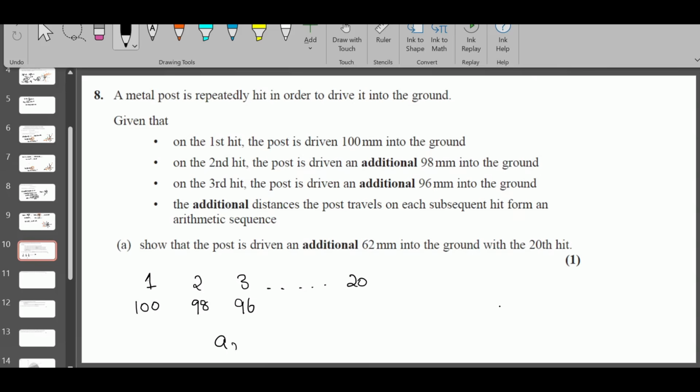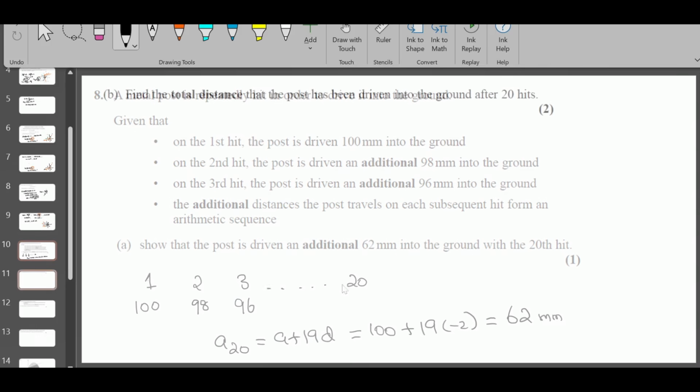Basically, they want you to find the 20th term. The formula is a plus (20 minus 1) d. A is the first term. The common difference, a2 minus a1, is minus 2. So 20 minus 1 times minus 2 is minus 38. 100 minus 38 is 62 mm, which is the answer. It's already given here; they just want us to prove it.